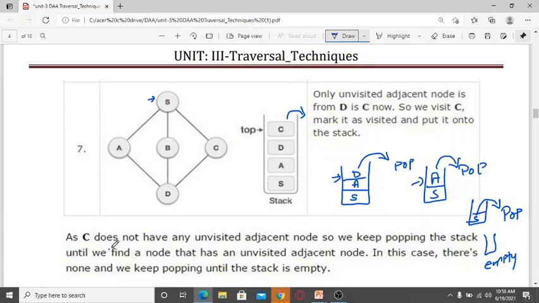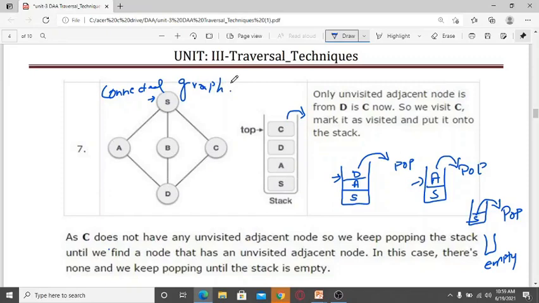Since C does not have any unvisited adjacent, we need to keep popping the stack until we find a node that has an unvisited adjacent node. In this case, we keep popping until the stack is empty. So the stack is empty. That means the graph has a cycle and is a connected graph. Okay, connected graph.